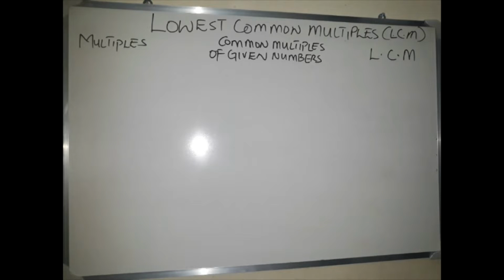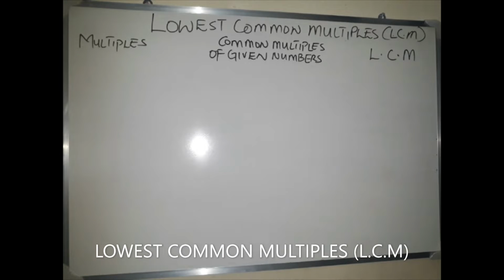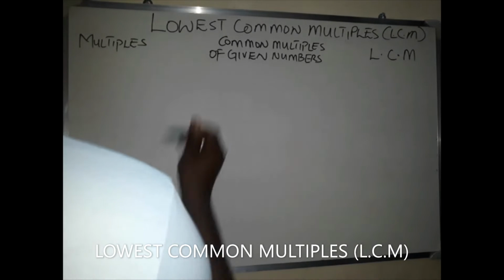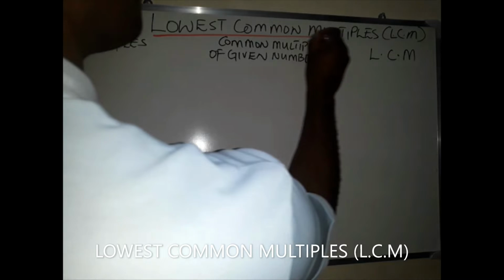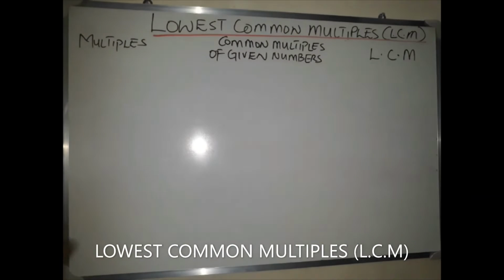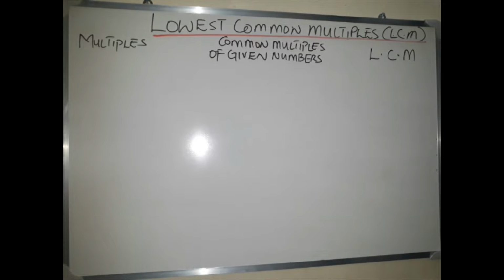Today we'll be looking at how to find the lowest common multiples of a given set of numbers. Abbreviation, the lowest common multiple is the LCM. So whenever you see LCM, it means lowest common multiple. But before we go into that, we need to understand certain terms.